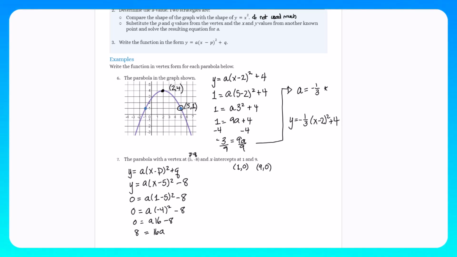There, see, I did it. And then that means A equals 8/16, or reduce down always, A equals 1/2. Now putting that all together back into vertex form, y equals 1/2 (x minus 5) squared and minus 8. Remember, if you have any questions along the way, always get in touch with your teacher.